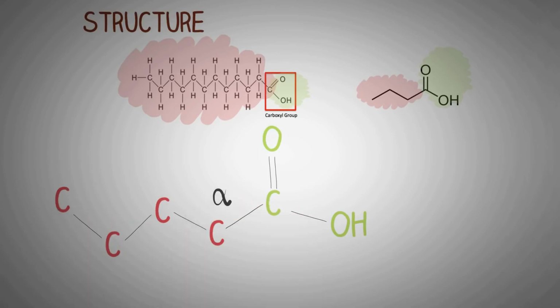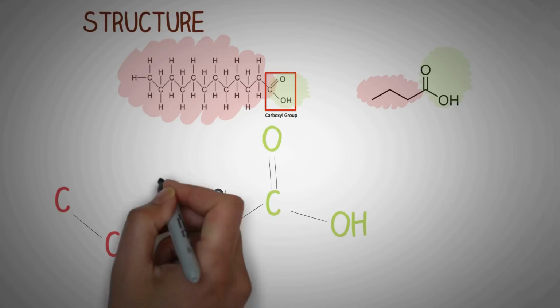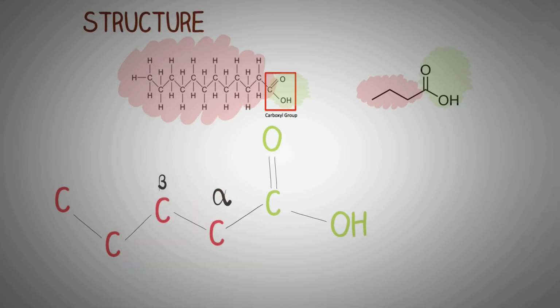The carbon atom that is directly attached to the functional group is known as the alpha carbon, and the carbon atom next to the alpha carbon is the beta carbon. In beta oxidation of fatty acids, the R chain is broken down between the alpha and beta carbons, and hence the name beta oxidation.